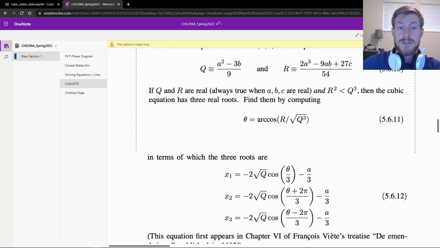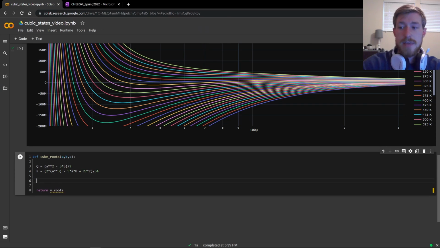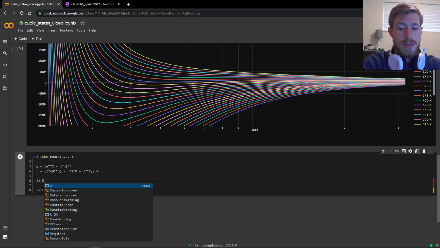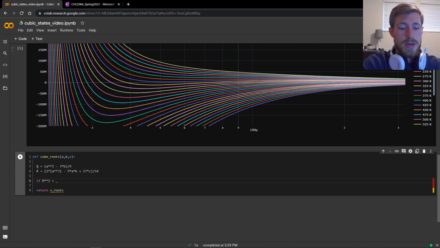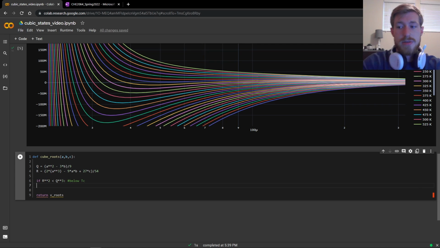So the next step for Cardano's method is to figure out whether we'll have 3 roots or 1. We can do that assuming they're real, which, since A, B, and C are real, is our case, so Q and R are going to be real. So we need to check to see if R squared is smaller than Q cubed. We'll use a simple if statement: if R to the power of 2 is smaller than Q to the power of 3, that means we have 3 roots, and I'll also say this corresponds to below the critical temperature.